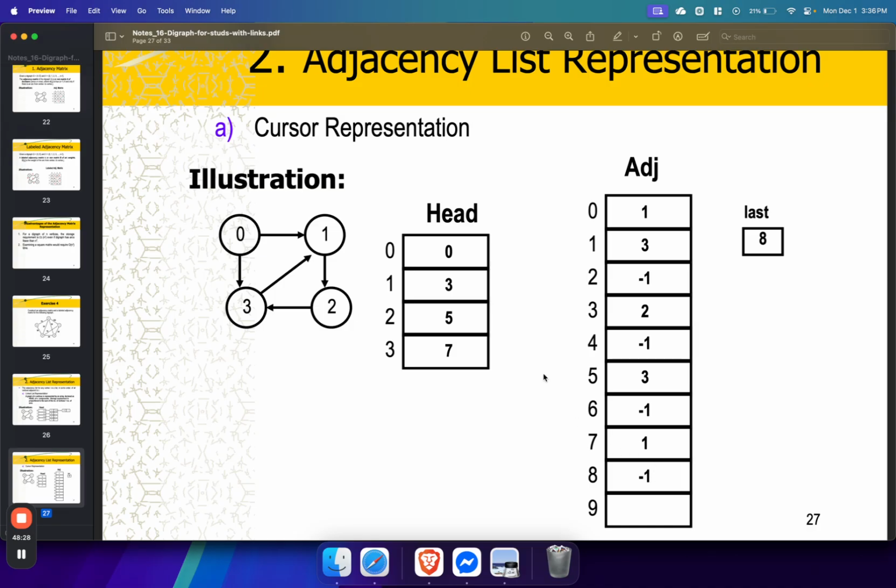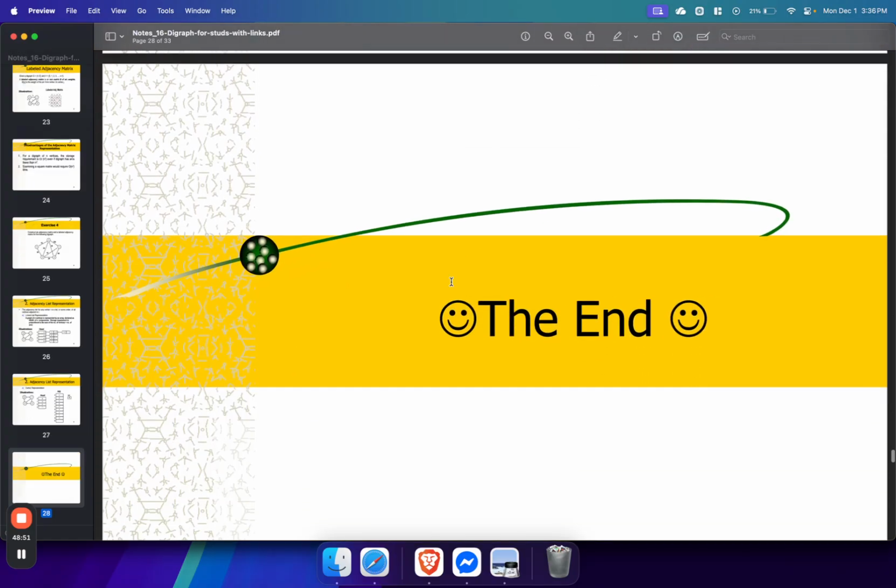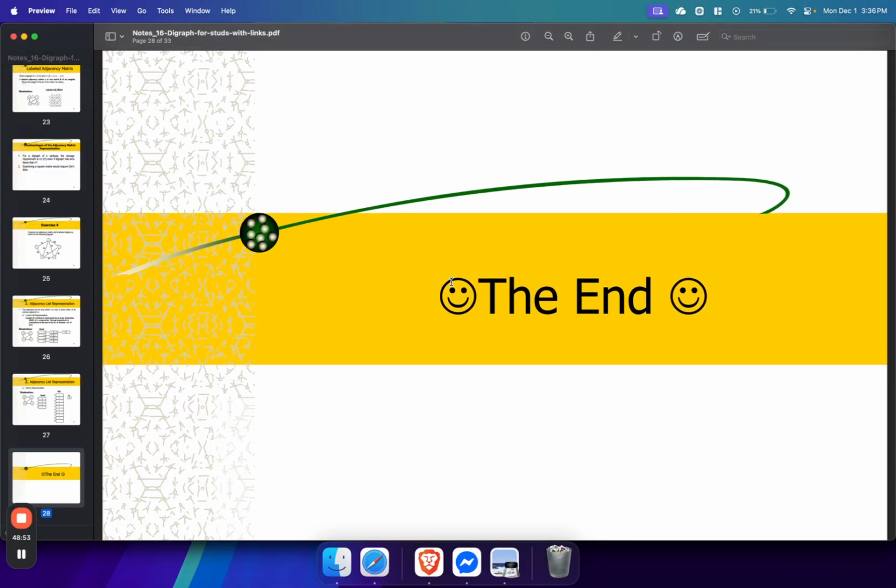So it's essentially: start at the index where your head is pointing to and iterate until you reach a negative 1. That tells you what specific vertices your index has an arc to. Very easy. So that is the end of our lecture for digraphs.